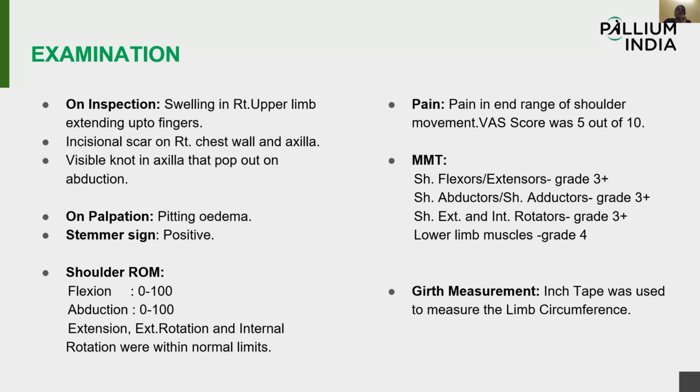Girth measurement was done. The limb circumference was taken at the level of the metacarpal head, then at the level of the wrist, 5 centimeters below the elbow, at the level of the elbow, 5 centimeters above the elbow, and at the level of the axilla. And it was done with the help of an inch tape.